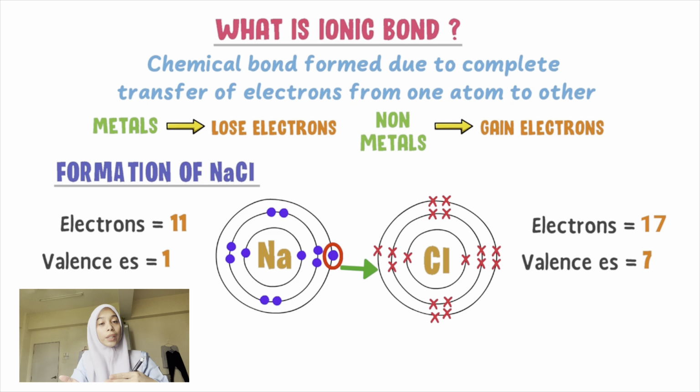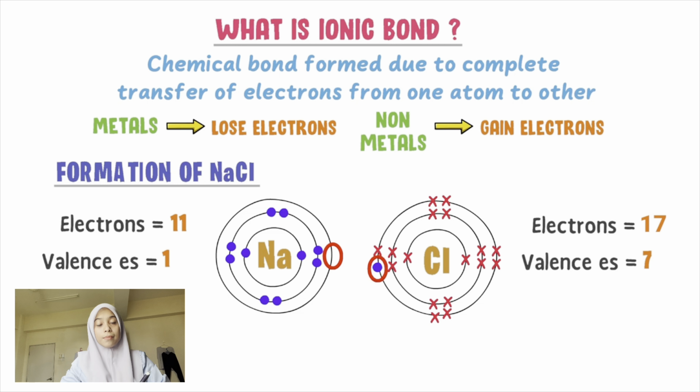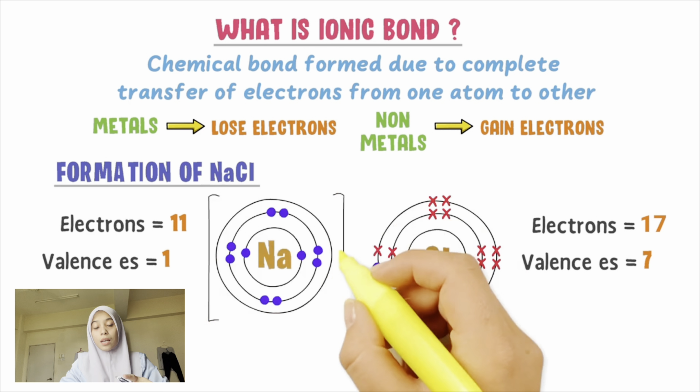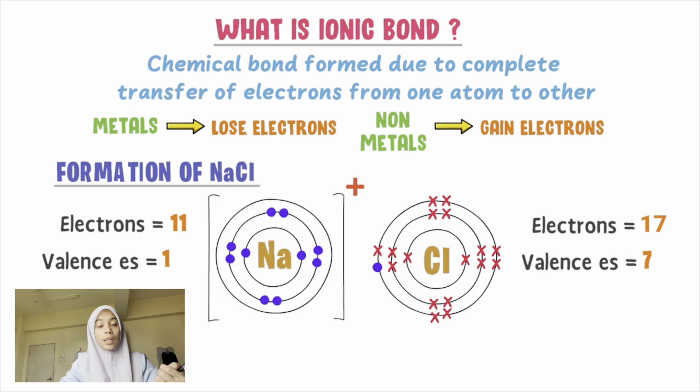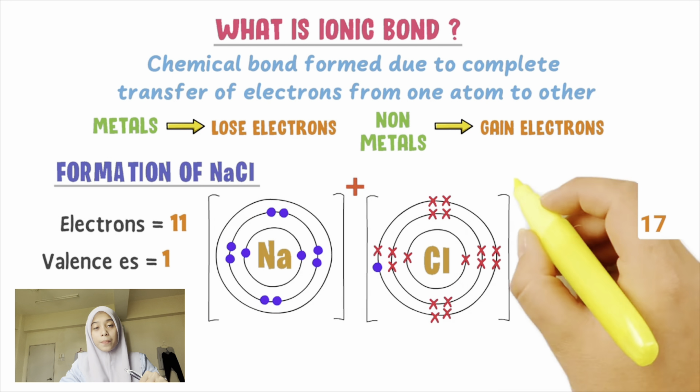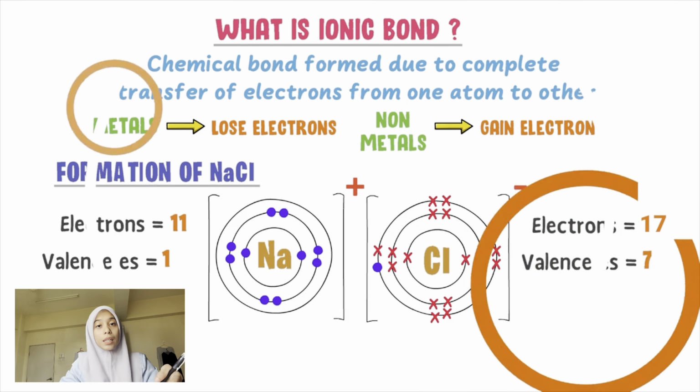Same goes for chlorine. Chlorine has 7 valence electrons and it is a non-metal. Chlorine will gain 1 valence electron from sodium to fulfill the octet rule. When sodium loses 1 valence electron and chlorine gains 1 valence electron, sodium will be a positive ion and chlorine becomes a negative ion.